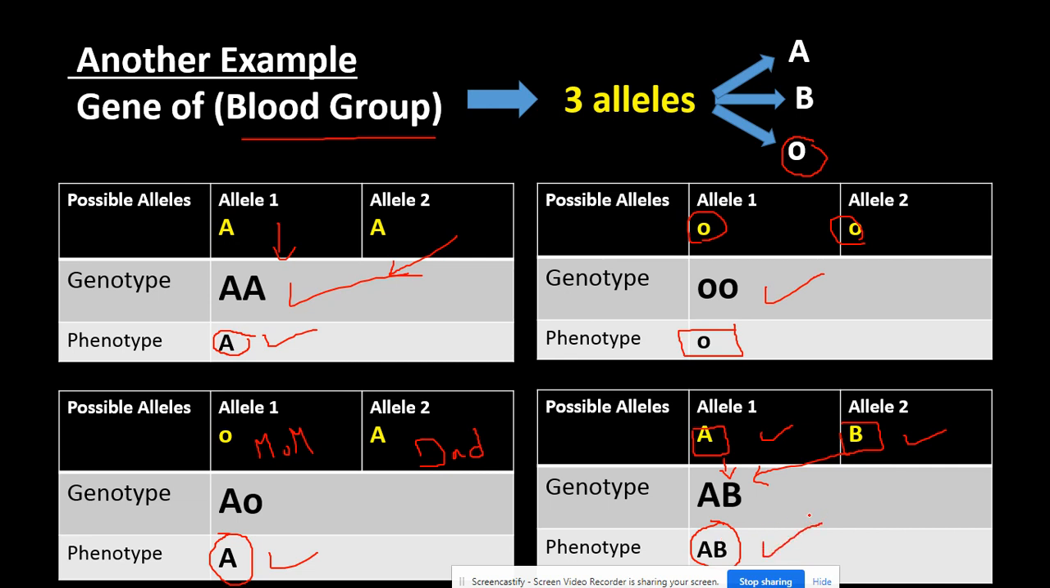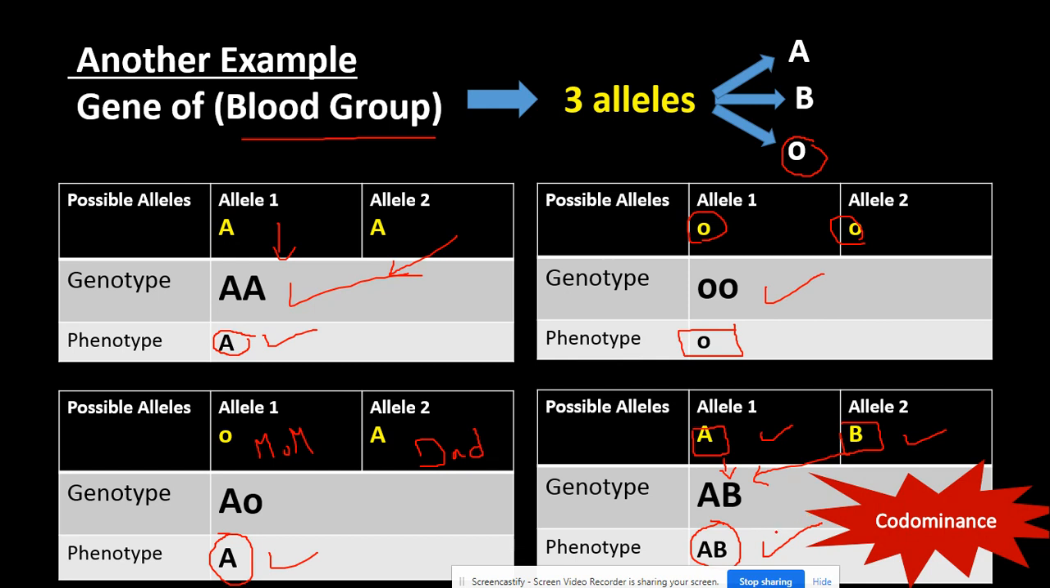And in this case, we call this codominance. Codominance means that both alleles are dominant, so they both will appear in the phenotype.